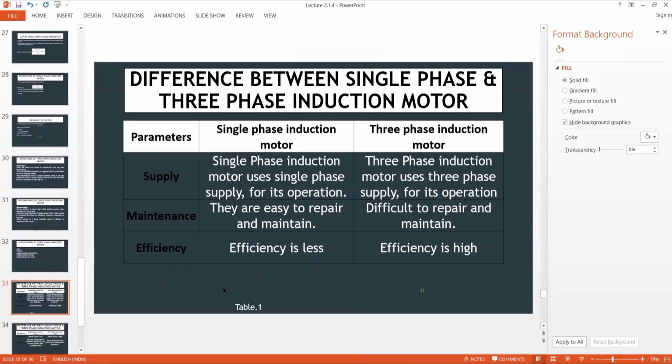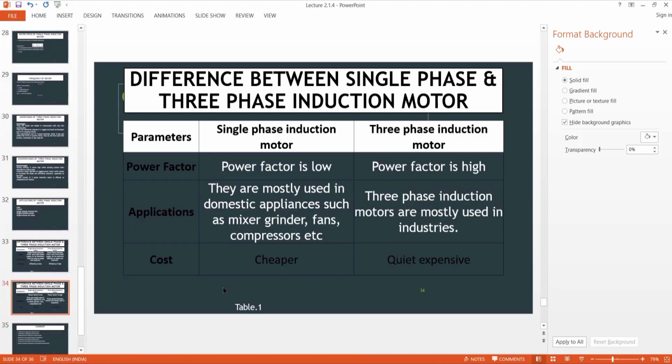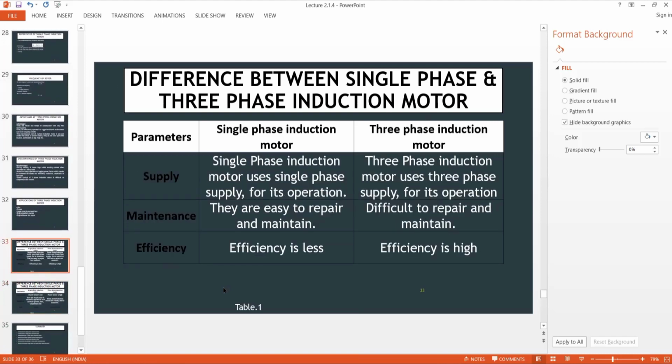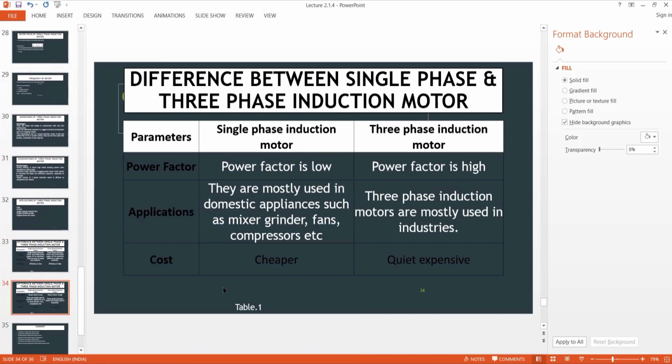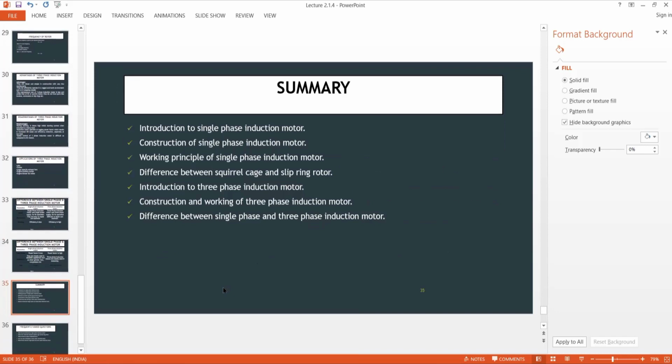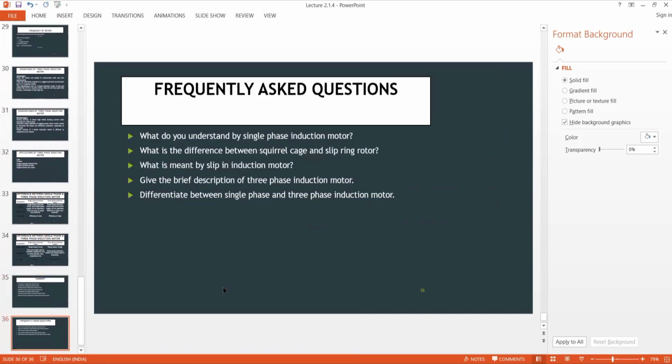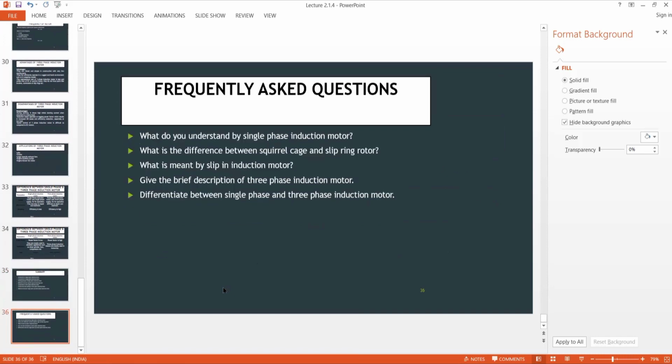Friends, you know very well, single phase means single-phase supply, three phase means three-phase supply. Three-phase motors are difficult to repair, single-phase motors are easy to repair. You are using them in fans also. Efficiency is less in single phase because it is not a self-starting machine. Similarly, power factor is low in the case of single phase. The three-phase induction motor is quite expensive. What we studied: construction of the single-phase induction motor, the difference between squirrel cage, slip ring, and three-phase induction motors. So we studied this with the help of the induction machine.